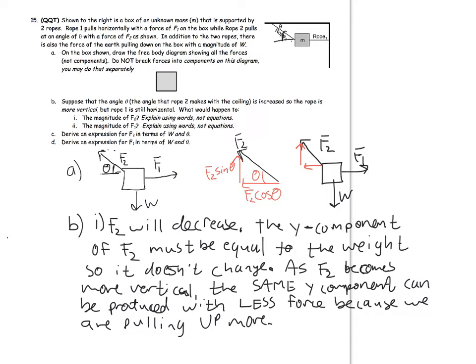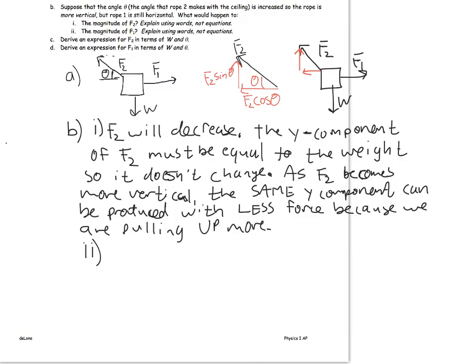Now, what's going to happen to the magnitude of F1? For F1, what I'm going to see is I've just now said that F2 is going to decrease, which means, okay, as we decrease F2 and get more vertical, this x component is only going to get smaller. So our y component stays the same, our x component is going to get smaller, and that x component is balanced by F1. So that means that F1 will decrease as well.